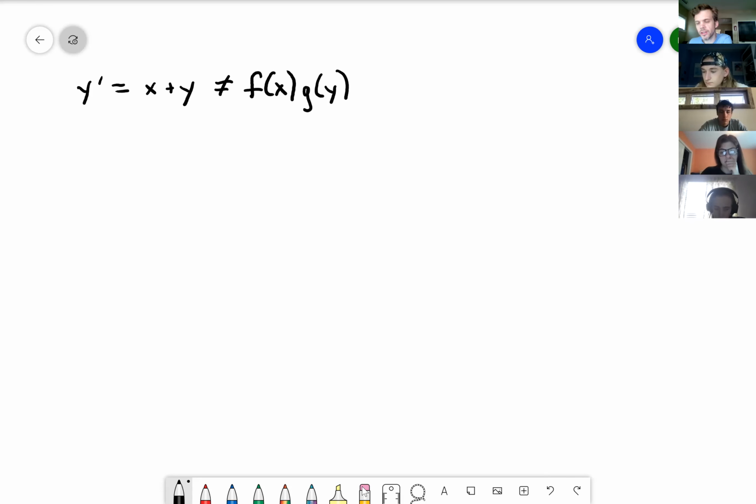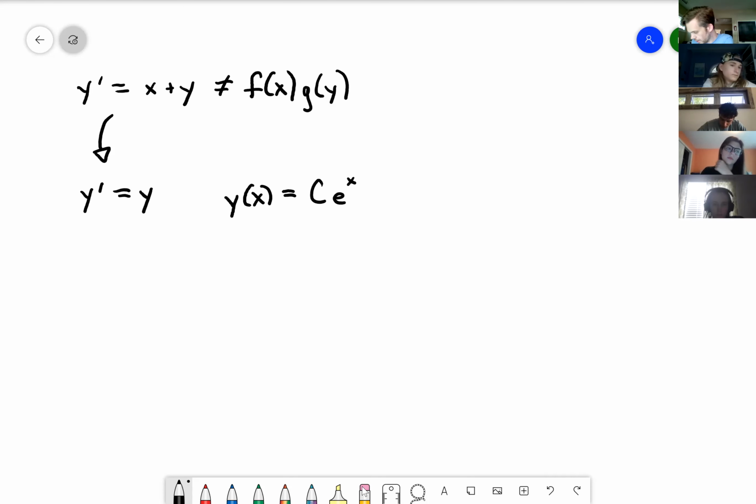Let's try to solve a simpler thing first. So if we get rid of this x term, then what we have is just y prime is equal to y. And we already know the general solution to this ODE. So it is y of x is equal to c e to the x, for some constant c.